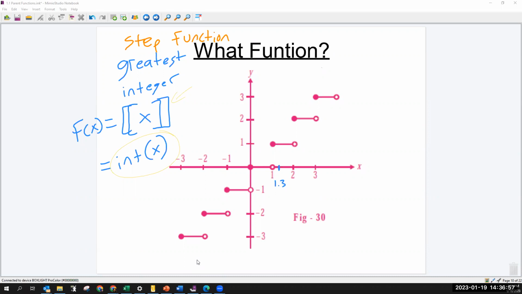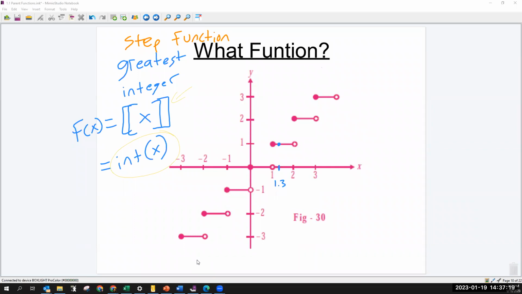We ask, what is the greatest integer without going over 1.3? Well, my integers are -1, 0, 1, 2, 3. So what's the greatest integer without going over? Well, 1 is less, 2 is over. I can't go over. So the greatest integer would be 1. So I would come up and put a point at a y value of 1, which is where it is.